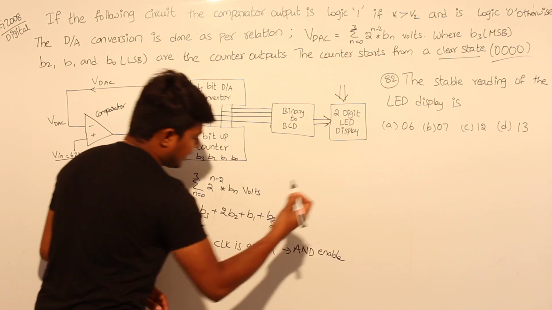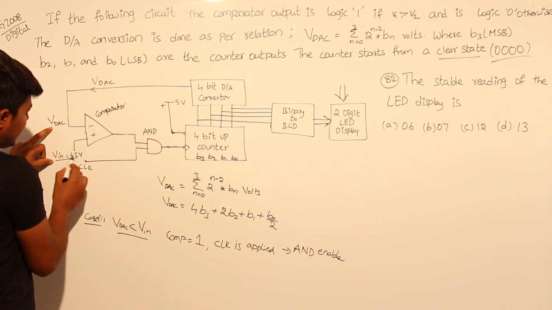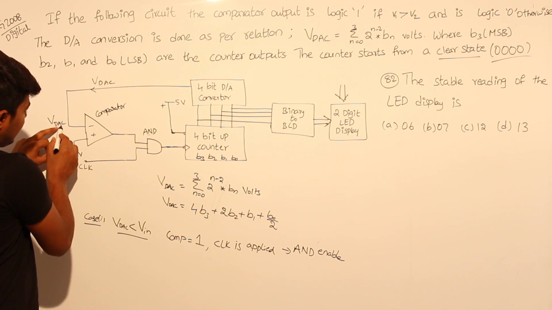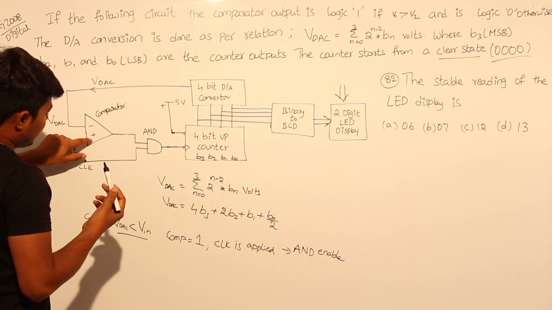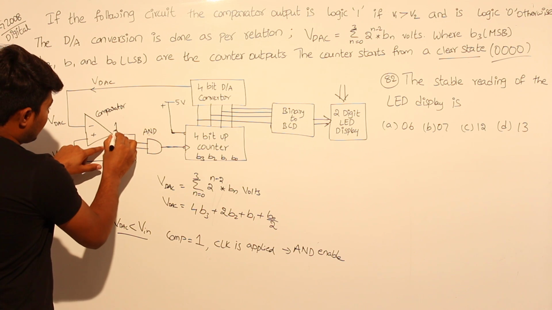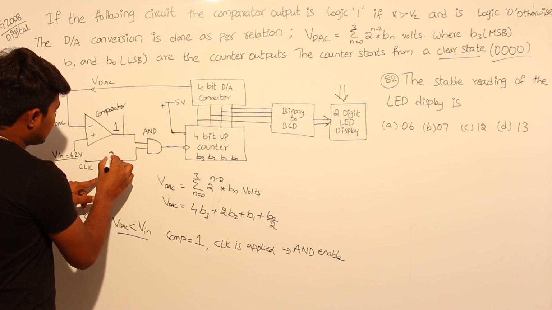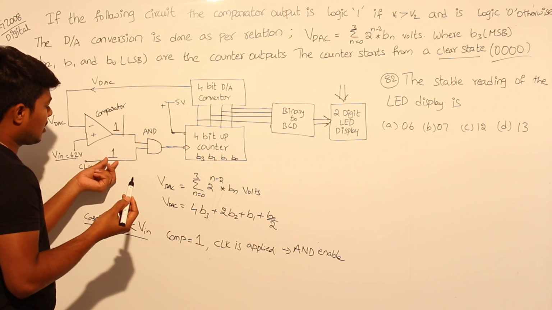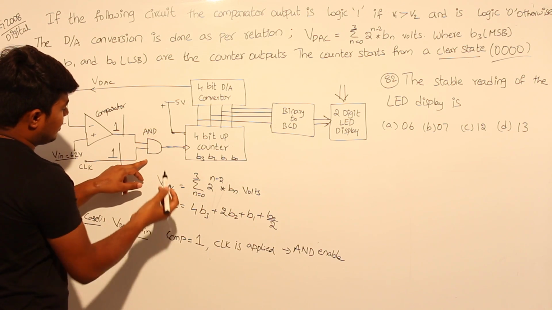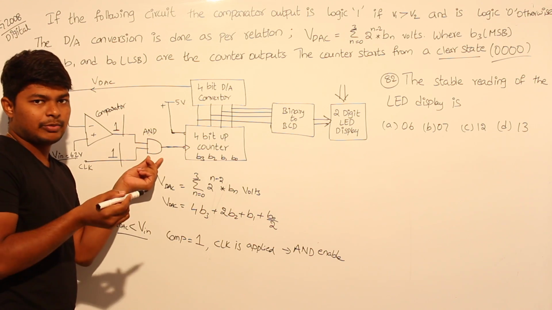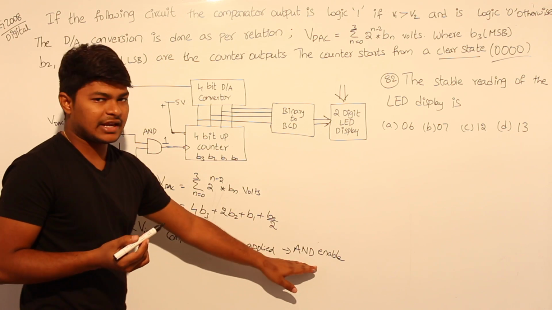You are getting this point, right? VDAC is one input for the comparator, Vin is the other input for the comparator. If VDAC is less than Vin, the voltage at the inverting terminal is less than the non-inverting terminal, so the comparator output will be 1. So clock is applied here. Whenever clock is applied, I am indicating it with 1. So for this AND gate, both are 1. If we give 2 inputs of 1 to the AND gate, the output of the AND gate will also be 1, right? So the AND gate acts as enable here.